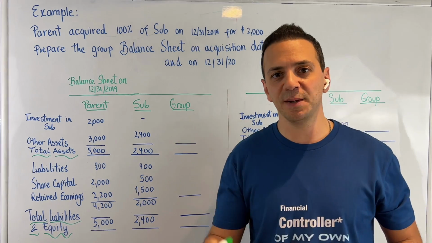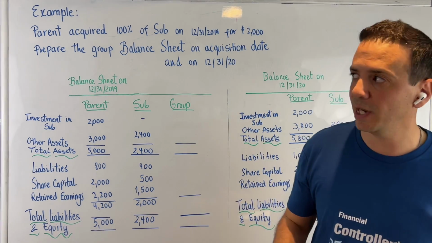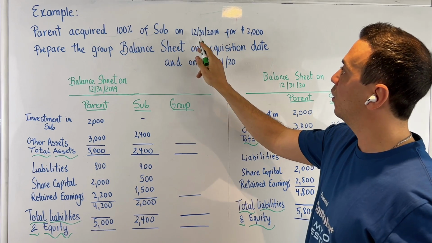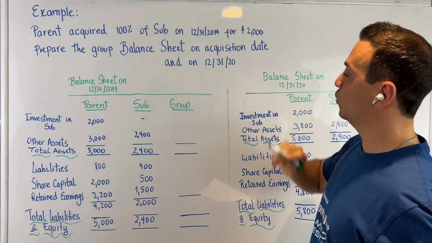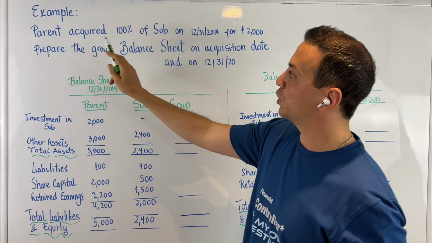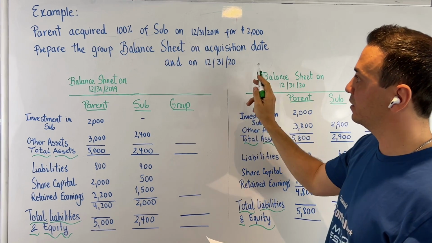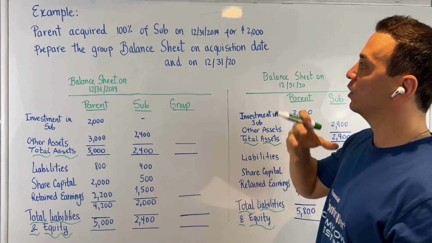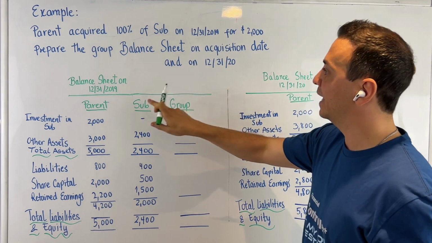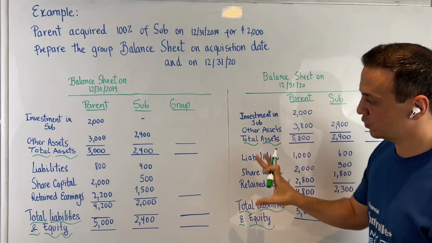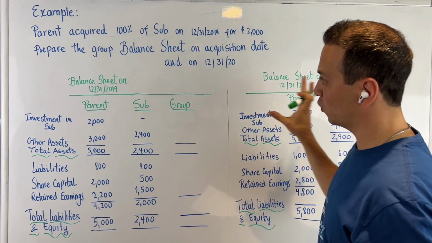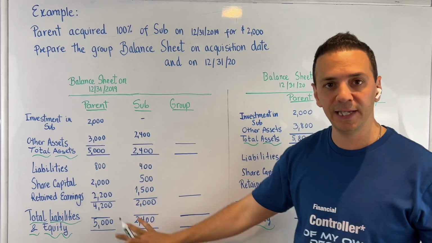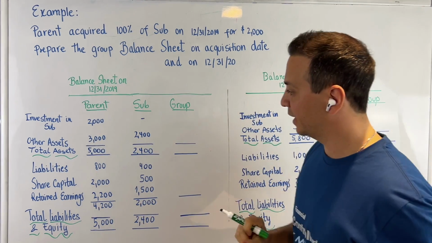All right, so walking through an example of a consolidated balance sheet. The example we have today is a parent company that acquired 100% of a sub on 12/31/2019 for $2,000. Now, prepare the group balance sheet on the acquisition date and on 12/31/2020. So basically, they're asking you to do the combination on the acquisition date and then again 1 year later. This will give you a picture of what happens after 1 year from the acquisition date. Okay, so let's go through it, and as we go through it, we'll write some notes on the things that we have to do.